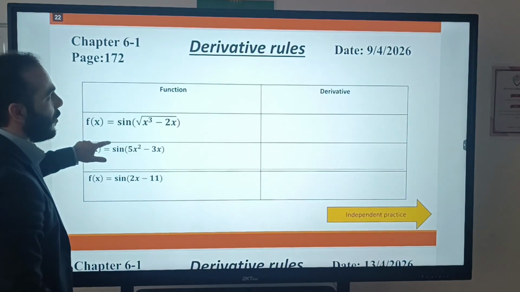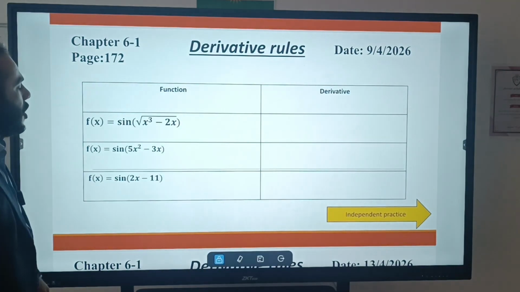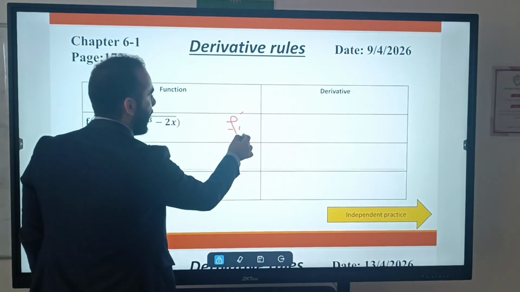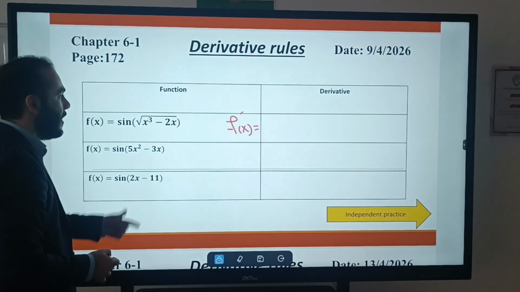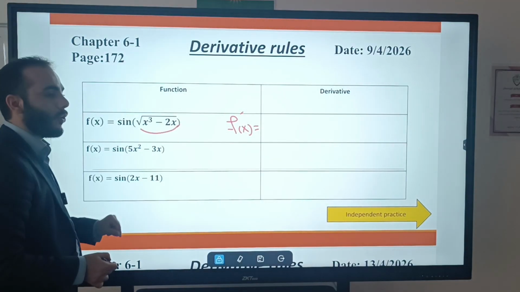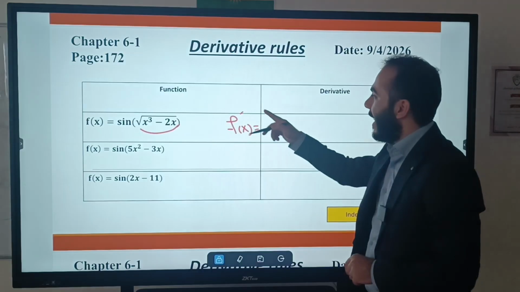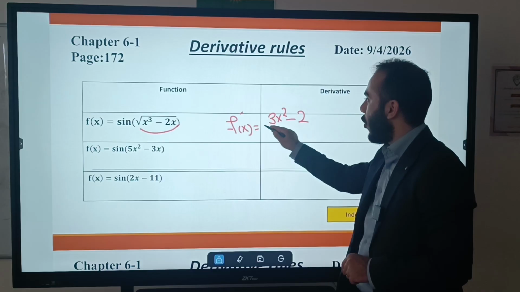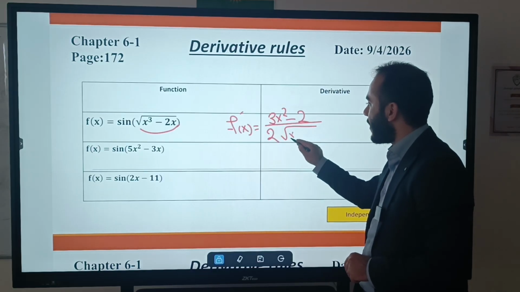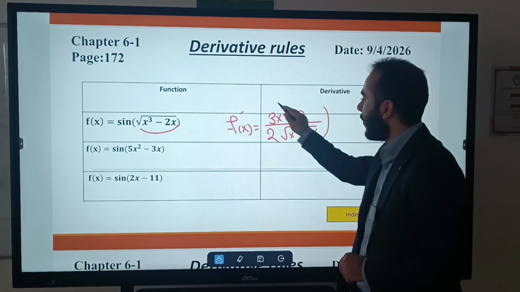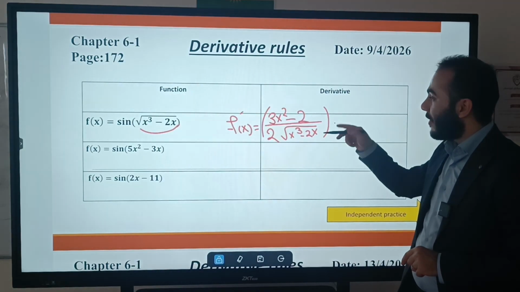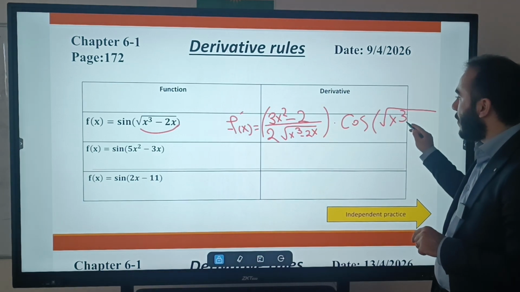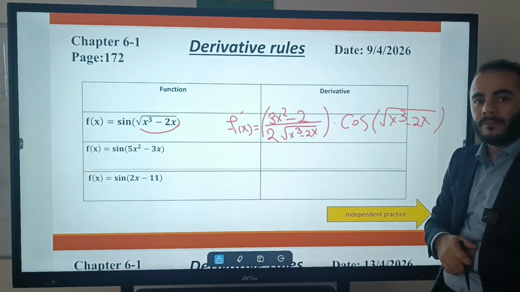There is a table of examples regarding sine. So f of x equals sine of square root of x cubed minus 2x. F prime of x would be the derivative of the inside. The derivative of the square root is like rule number 5. X to the power 3 becomes 3x squared, minus the derivative of 2x, which is 2, over 2 times the same square root of x cubed minus 2x. Khalas, inside the bracket, times the derivative of sine, cosine of the same thing, square root of x cubed minus 2x. That's it.